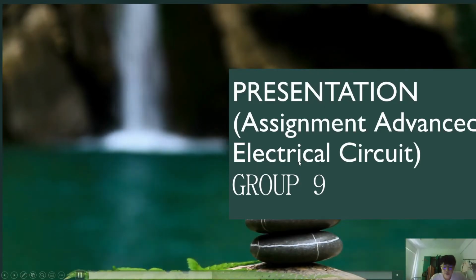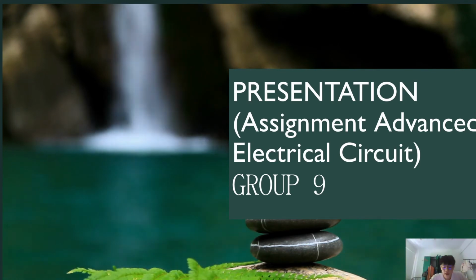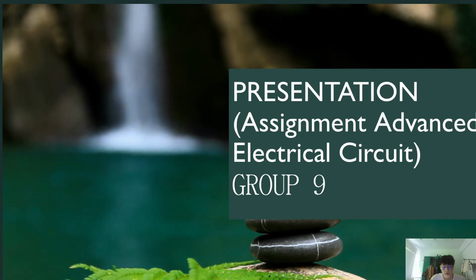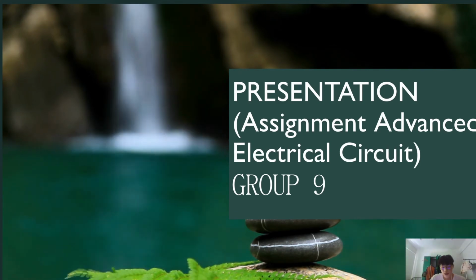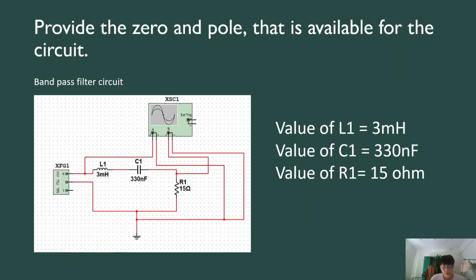Hi to everyone, my name is Chang Chun Han and I am from Group 9, and today I'm going to discuss the assignment for our Advanced Electrical Circuit subject. First, we are going to take a look at the circuit diagram. The topic for our assignment is bandpass filter. Therefore, this is how the circuit is constructed. Based on the circuit, the value of the inductor is 3 millihenry, the value of the capacitor is 330 nanofarad, and the value of the resistor is 15 ohms.